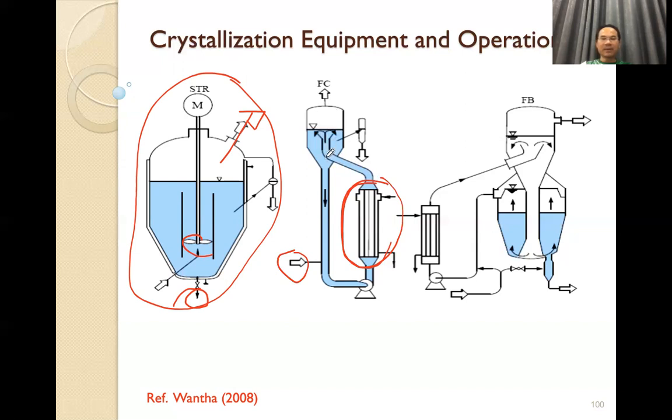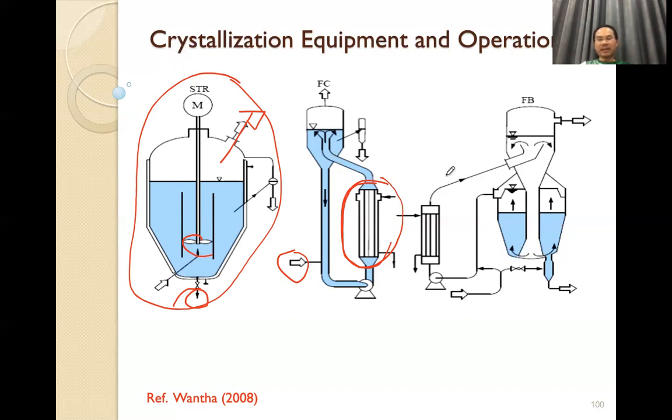Once the solution is supersaturated, it is sent to the crystallizer. The crystal is formed and flows downward. The crystal and solution flow downward, mixed with the feed, and the crystal can move out of the crystallizer, and some vapor moves out at the top.